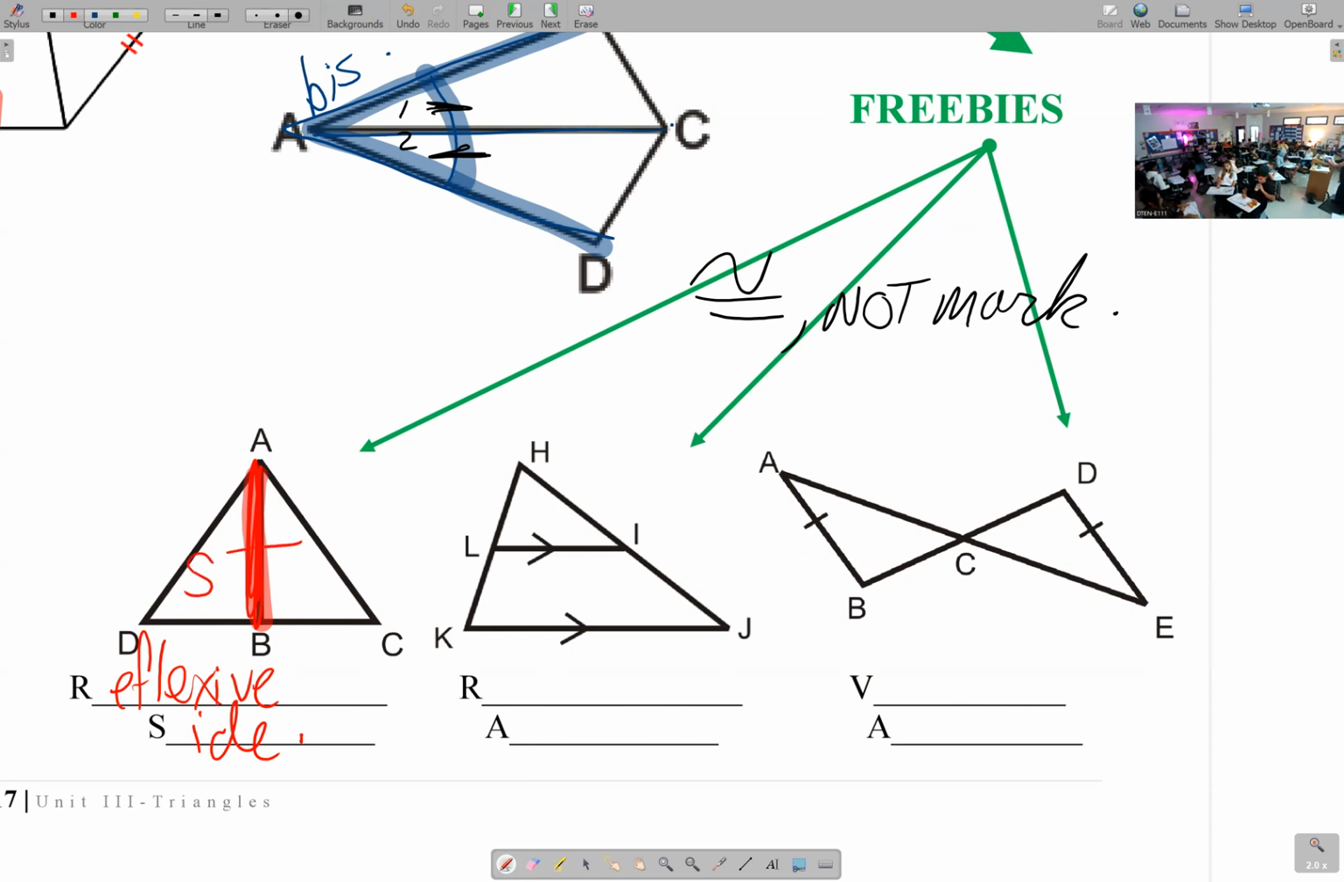But for the 3, how do you know? It's a freebie. These are what I call free, because if you see them, you can mark them.